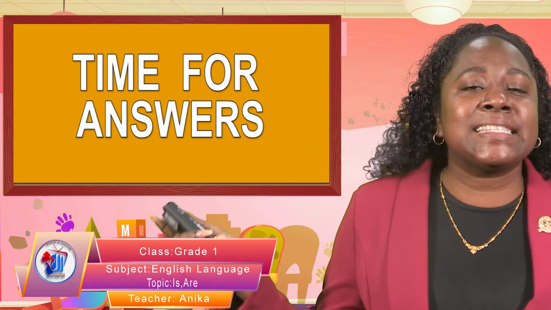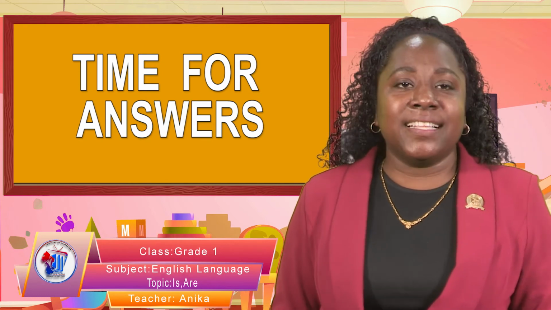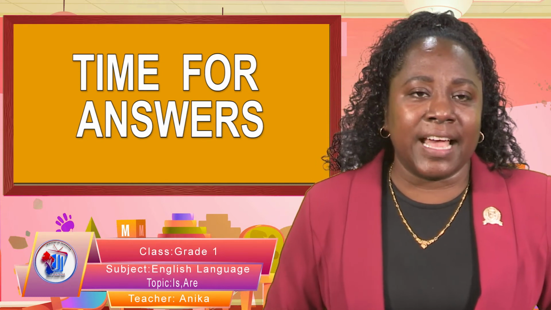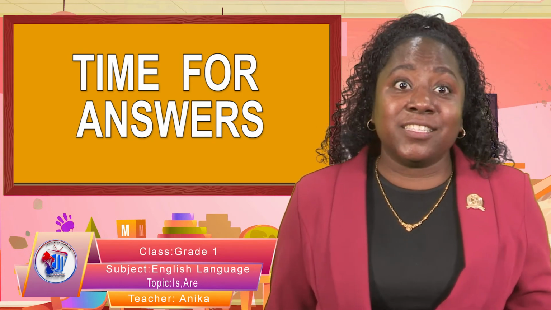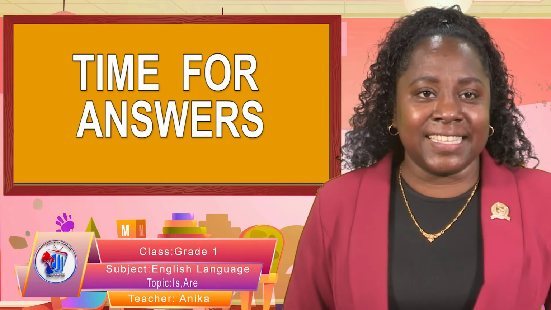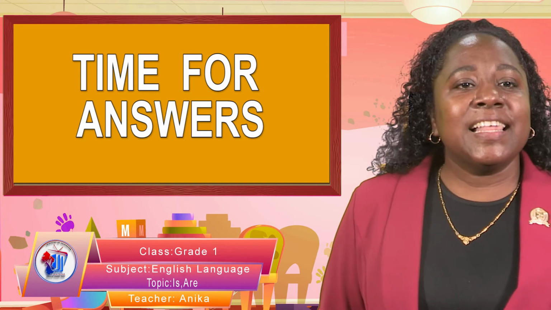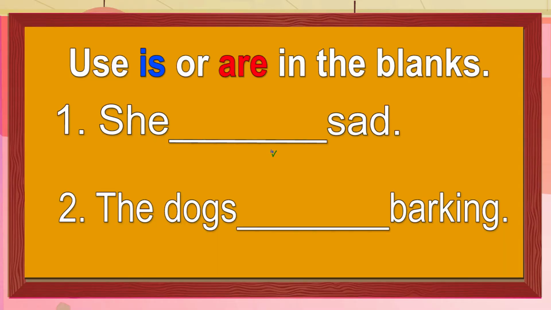I am. I'm excited to see how many sentences you were able to get correct by using the appropriate word is or are in each of the sentences. Let's go to number 1. Number 1, the correct answer is the word is. I-S, is. So your sentence should read, she is sad.